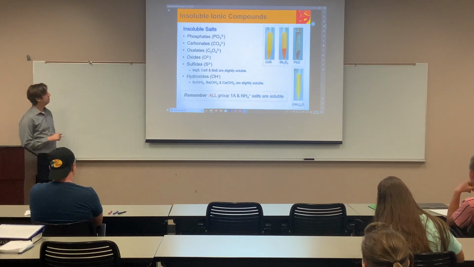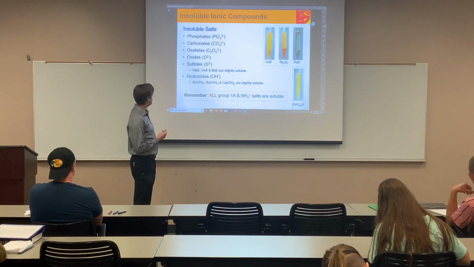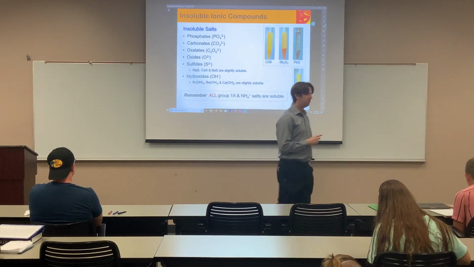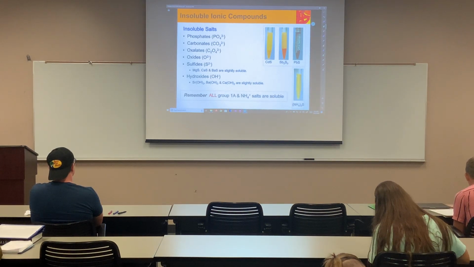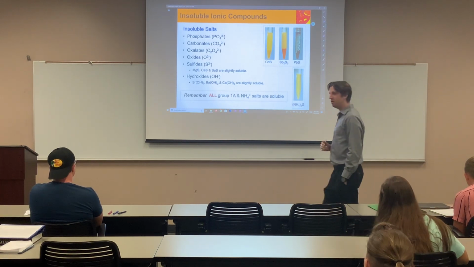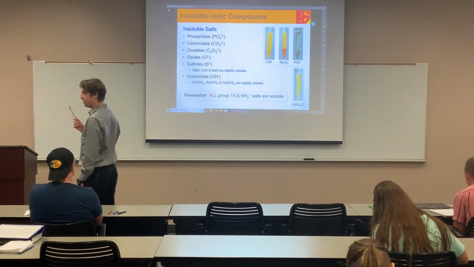Insoluble things: phosphates, carbonates, oxalates, oxides, sulfides, hydroxides. We have to be careful with some of these. But especially up at the top, what do we notice? We've got phosphate, carbonate, oxalate, oxide, sulfides. These are high-charged anionic species.